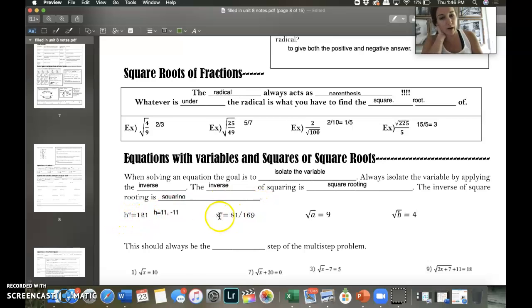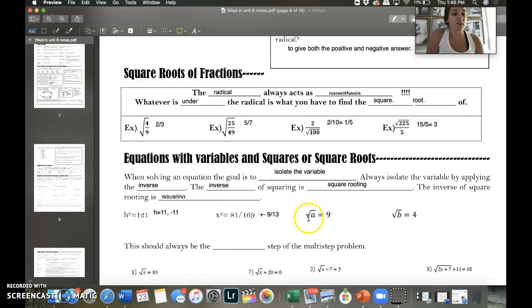Same thing here. It's squared, so I know ultimately I'm taking the square root of the entire right side. The square root of 81, and let's go ahead and say it's plus or minus. Square root of 81 is 9. The square root of 169 is 13. So it could be positive 9 over 13 or negative 9 over 13.